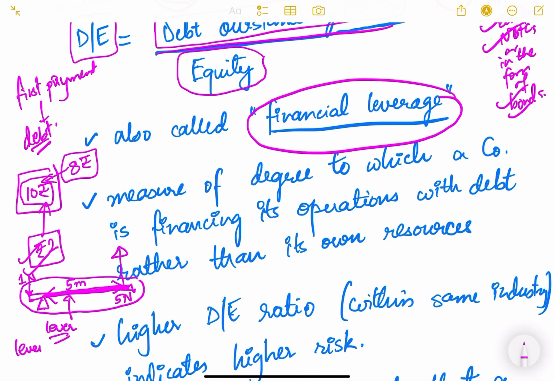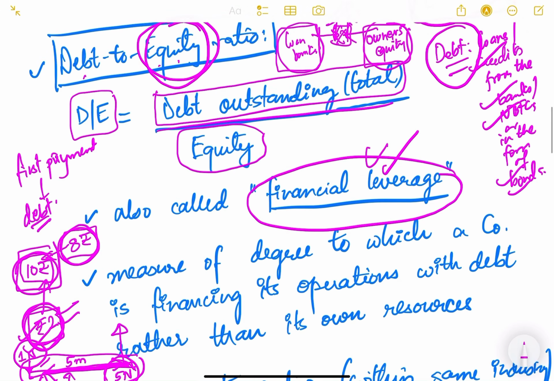What you are doing is leveraging, meaning with little of your own force, you are lifting more weight. The same thing happens here: with your little money, your 2 rupees, you are able to obtain 8 rupees of debt, and you are running a business of 10 rupees with only your 2 rupees. That's why it is known as financial leverage. For example, if your outstanding debt is 8 rupees and your equity is 2 rupees, your debt to equity ratio becomes 4.